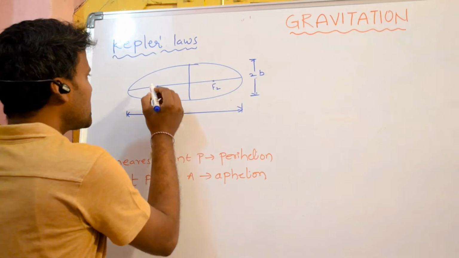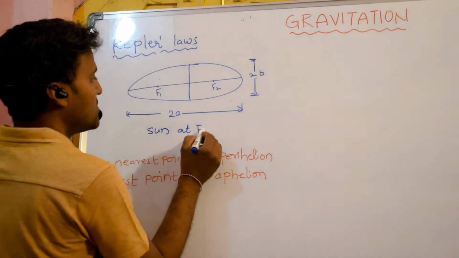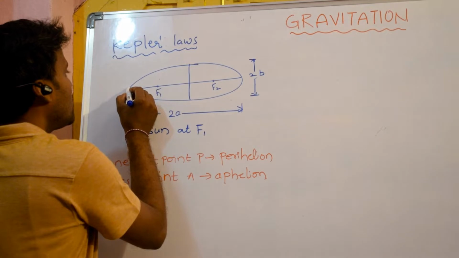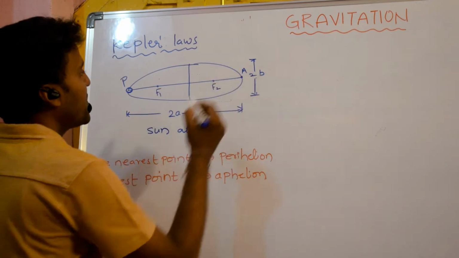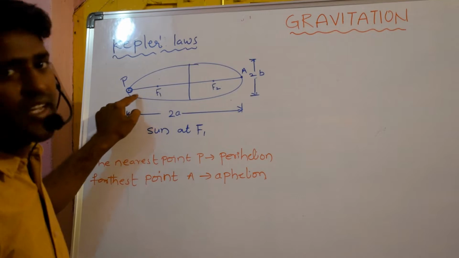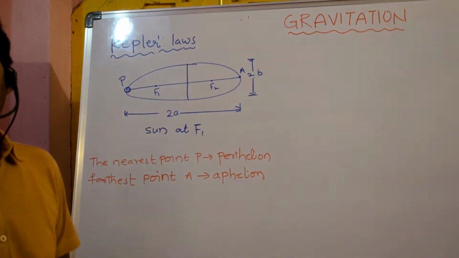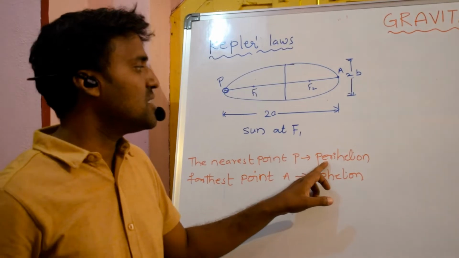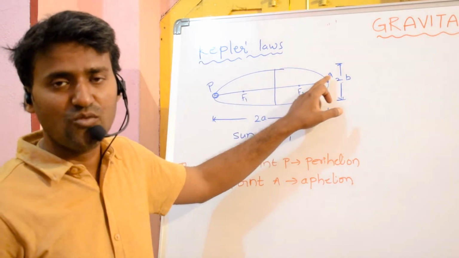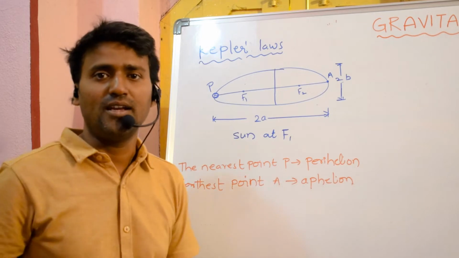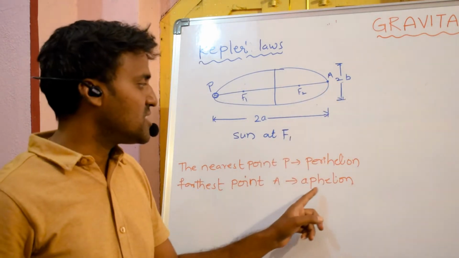For example, the sun's position is at F1. Now the planet is at point P or at point A. When the planet is at point P, this is the nearest position from the sun, which we call the perihelion. If the planet is far from the sun, we call it the aphelion. So the nearest position is the perihelion, and the farthest position is the aphelion.